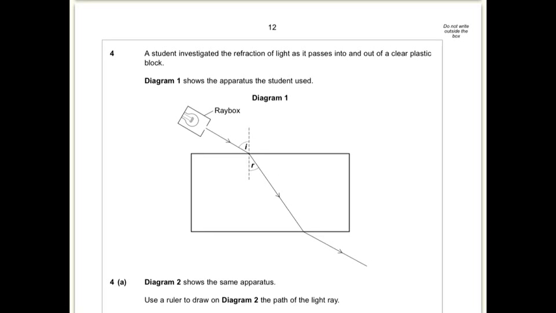A student investigates the refraction of light as it passes into and out of a clear plastic block, and there's the apparatus used. And you can see there that light goes in, bends down towards the normal inside the glass block, and then moves away again. And if you look carefully, this ray and this ray are pretty much parallel to one another.